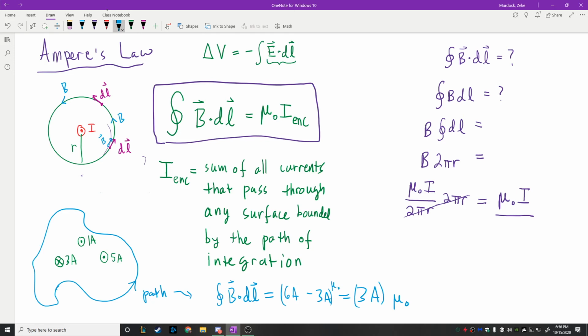Does that make sense? It's just like positive and negative charges in a way, right? Currents coming outwards are going to be positive, currents going inward are going to be negative, but it's dependent on your path direction, if that makes any sense. That's Ampere's law.